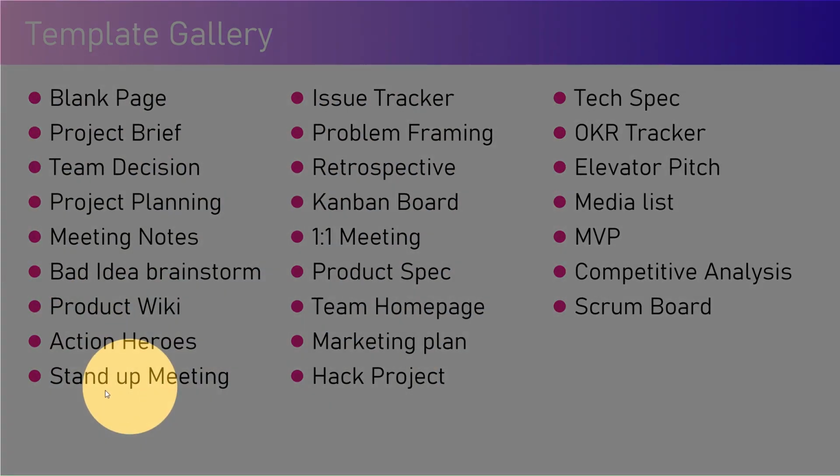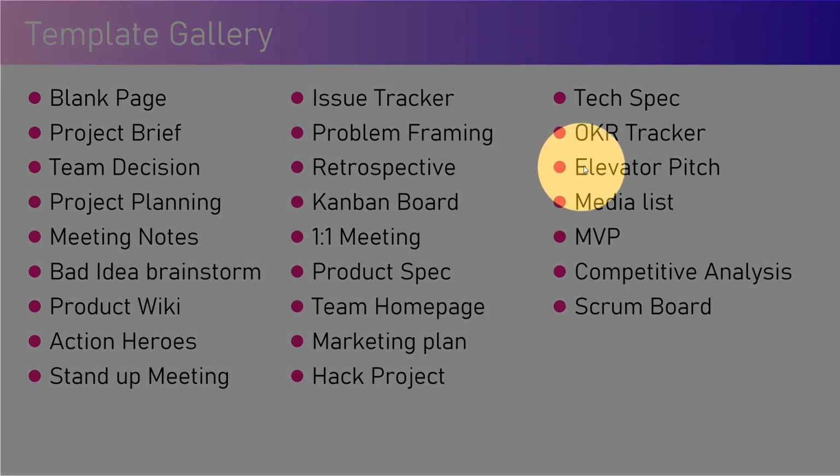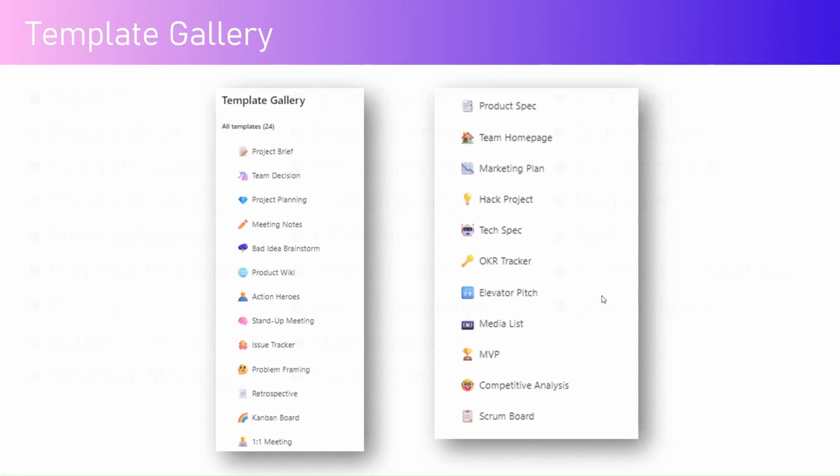So there's a stand-up meeting, there is a 1:1 meeting, there's a Kanban board, retrospective. Then there is a problem framing, issue tracker, Scrum Board. Then the minimum viable product. Then there is something for marketing and project management tracking, like elevator pitch, OKR Tracker, technical specification, hack project, marketing plan, team homepage, product specification, and so on and so forth. So this is how the template gallery basically looks.